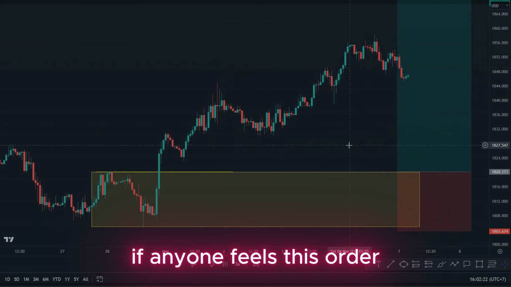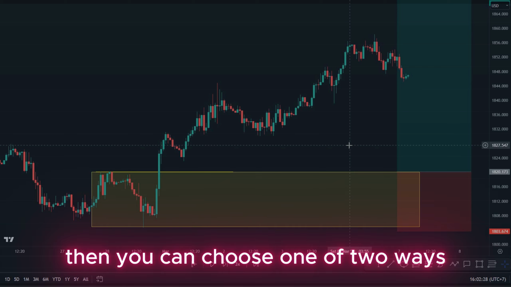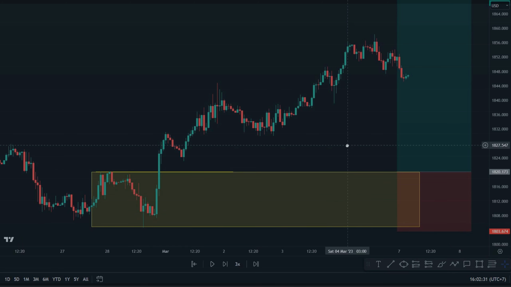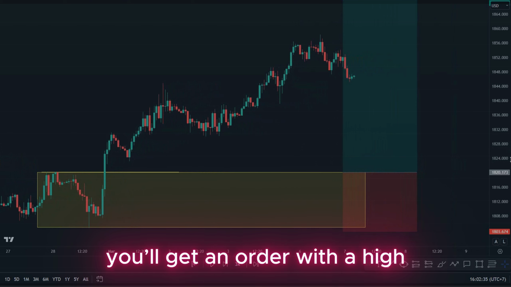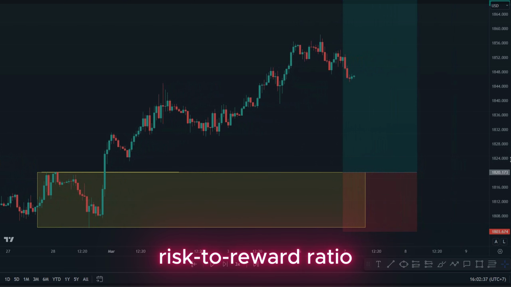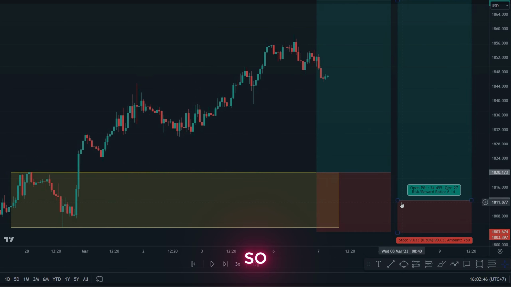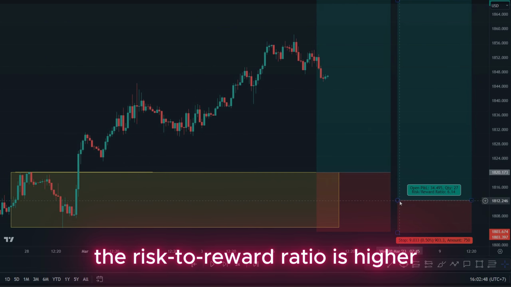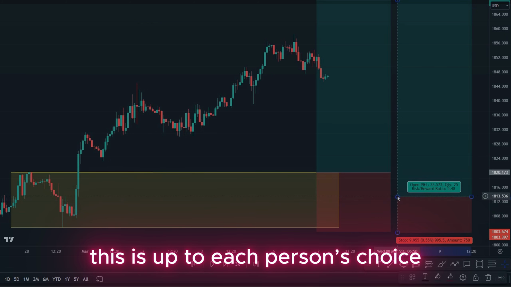If anyone feels this order has too wide a stop loss distance like this, then you can choose one of two ways. 1. Wait for confirmation. If you wait for confirmation, you'll get an order with a high risk-to-reward ratio. Or if you don't like waiting for confirmation, then enter right here, stop loss here and take profit above. So, the risk-to-reward ratio is higher, but the downside is it might not get filled. This is up to each person's choice.